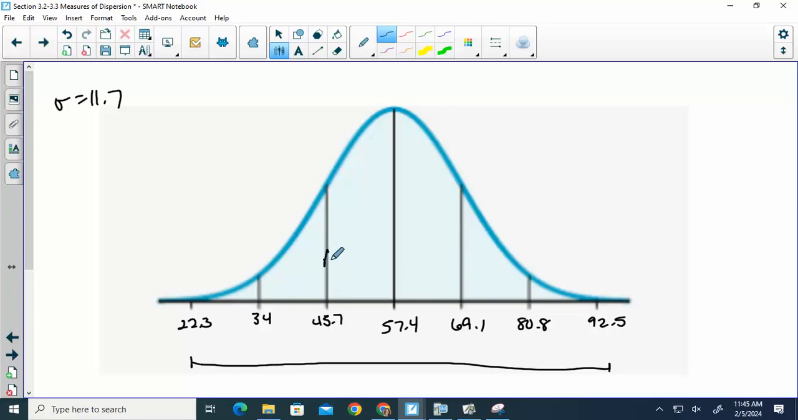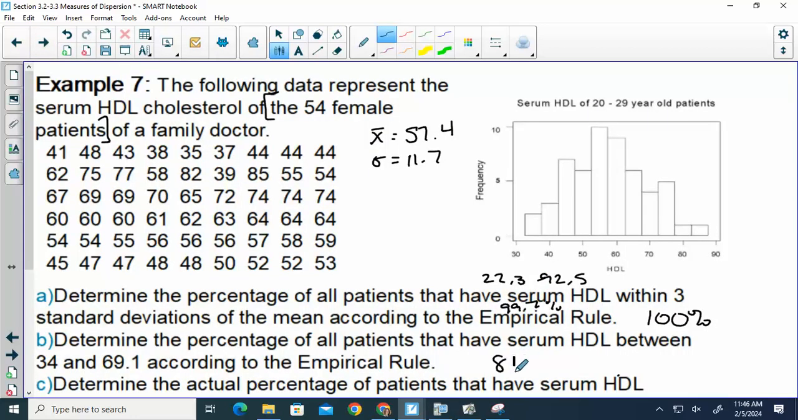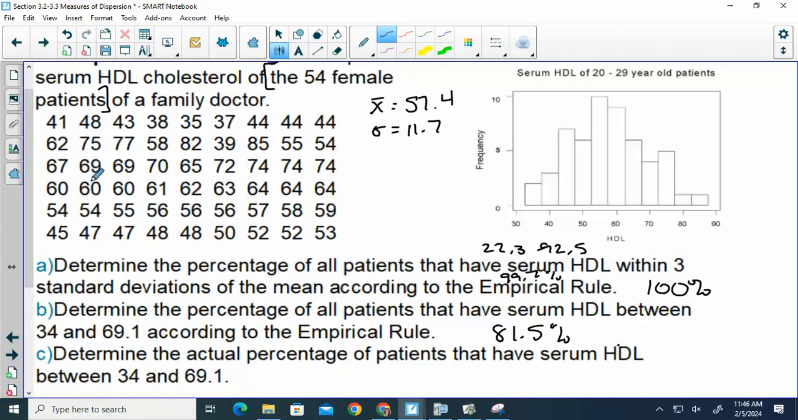So if we think about those percentages that I wrote up here, in the first standard deviation you expect 34% above and 34% below. What percentage did we add in when I looked at that section? 13.5. So if you add all those together, what do you get? 81.5. So by the empirical rule, we would expect 81.5%. Let's see how many we actually had between 34 and 69.1.